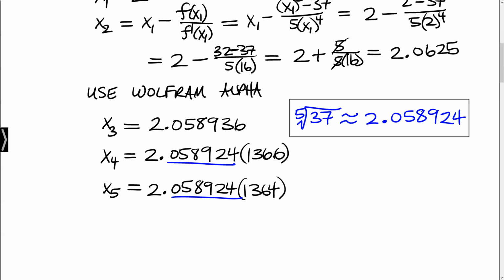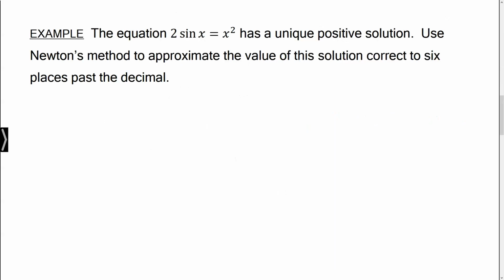Okay, let's go to the second problem, and in this one, we're just going to be given an equation to solve. So finding just a solution of an equation, and so what we're going to have to do is translate that into the root of a function, and then find the derivative and get our formula. We'll do much the same thing, but I'm going to graph the function so that you can see what's going on geometrically as well.